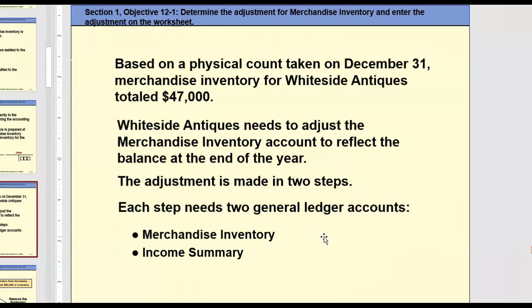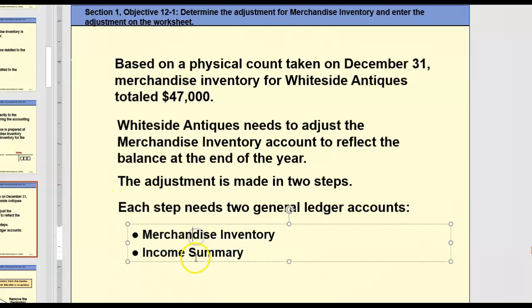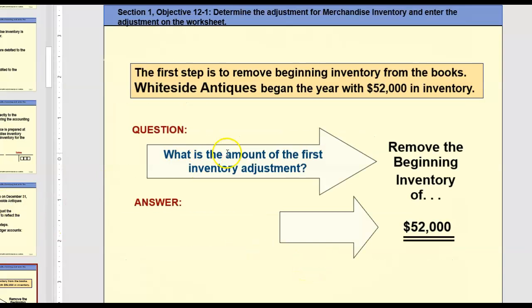Anyways, here we go. Based on the physical count at the end of the year for Whiteside Antiques, it totaled $47,000. So what we need to do is make an adjustment. We need to use these two general ledger accounts to adjust the inventory, and that is merchandise inventory, and we're going to use the income summary account. So first thing we've got to do is take that old inventory off the books, which is $52,000, because we know now that it's really $47,000.